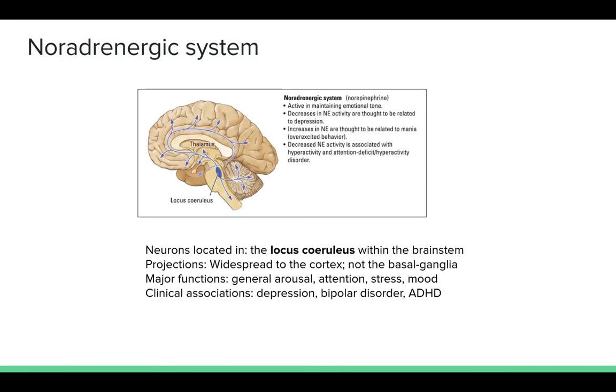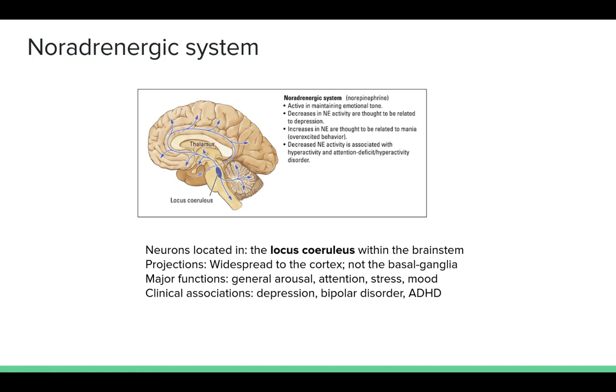The third system we're going to talk about is the noradrenergic system. Noradrenergic neurons are also located in the brainstem, in a part of the brain called the locus ceruleus. They project widely to the cortex, but very interestingly, they do not project to the basal ganglia. This is one of the few activating systems that does not activate the basal ganglia.